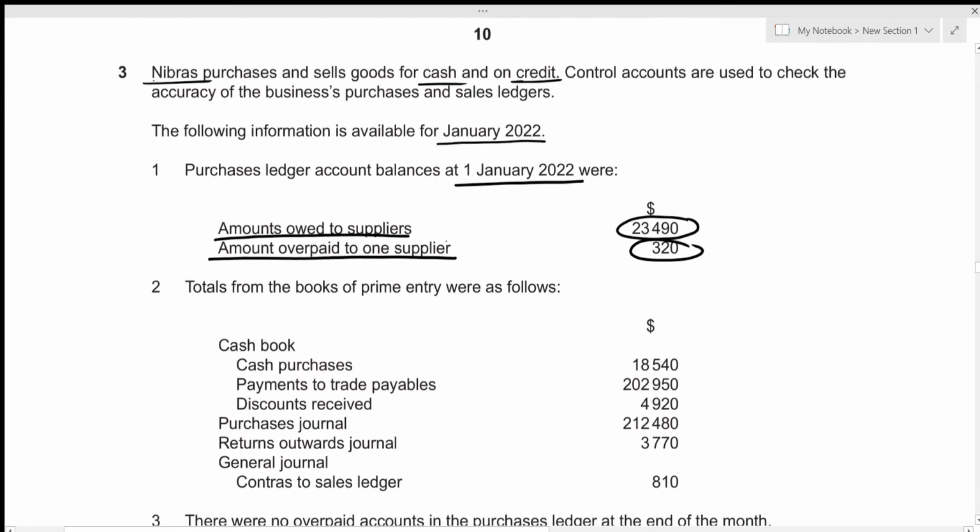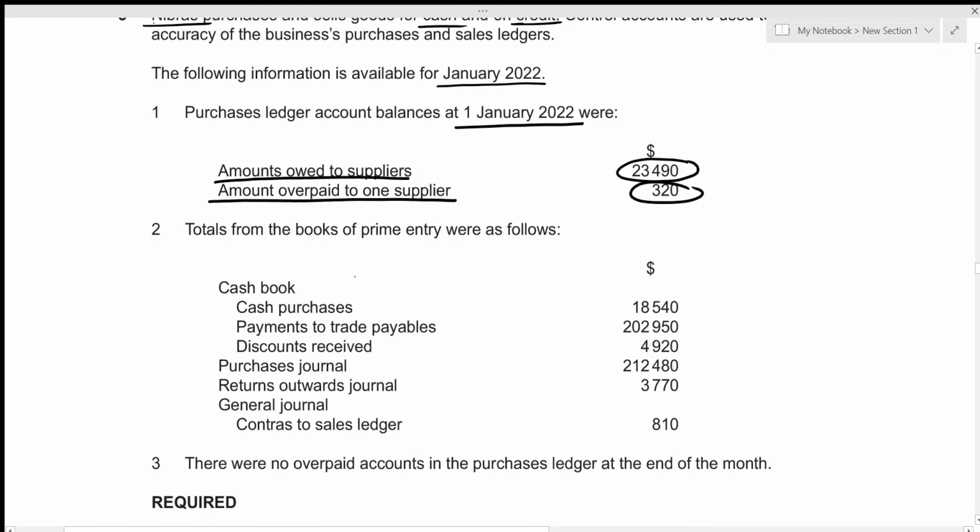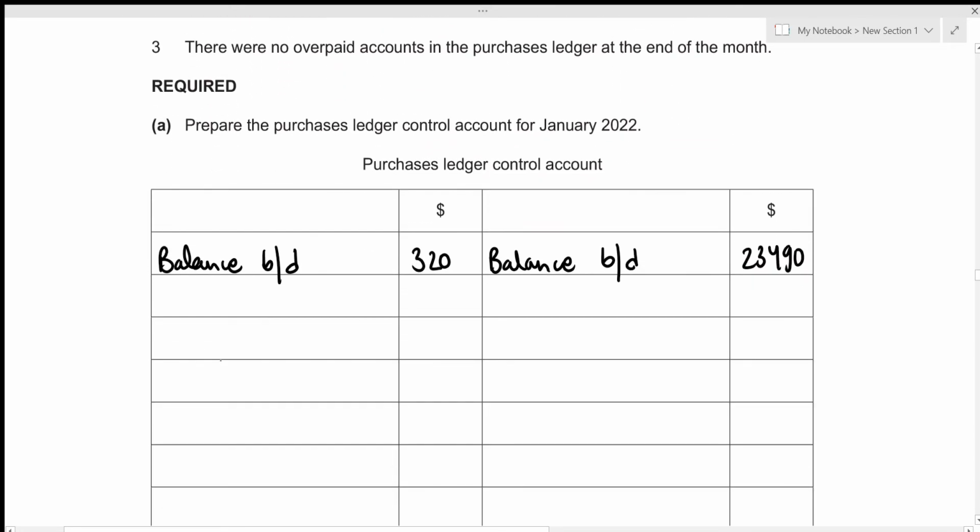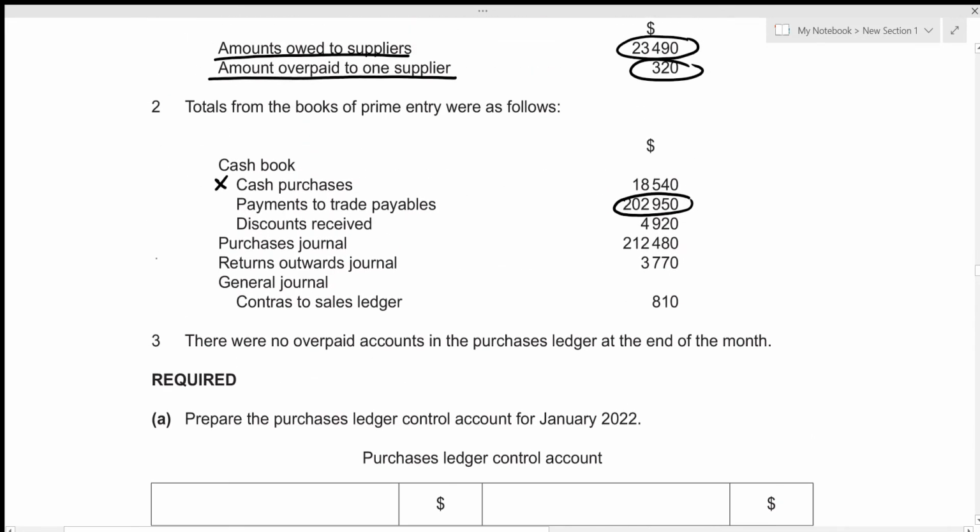Okay. Then we are given totals from the books of prime entry. The first one is from the cash book. We are given cash purchases. And since we're talking about purchase ledger control account, we only record credit purchases. So we will be skipping this information. For the second one, we have payments to trade payables, amounting to 202,950. If you already made the payments, then it definitely decreases the balance of the purchase ledger control account, which means that this value will be recorded on our debit side under the heading of bank, because these are the payments made. So that's bank with the amount of 202,950.